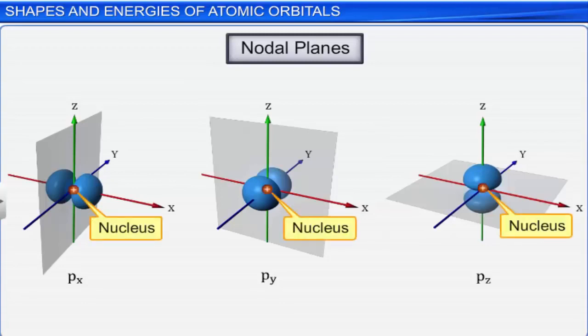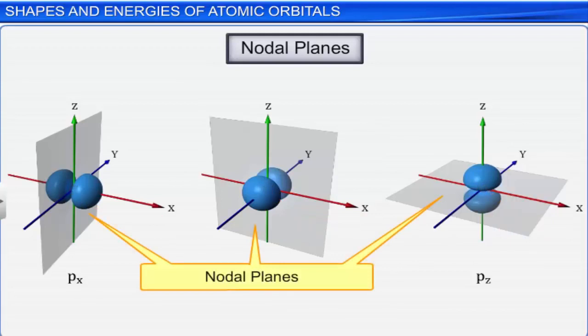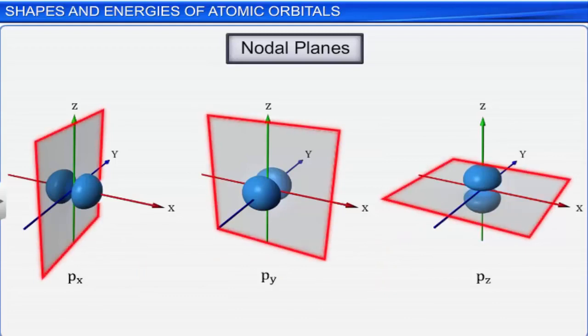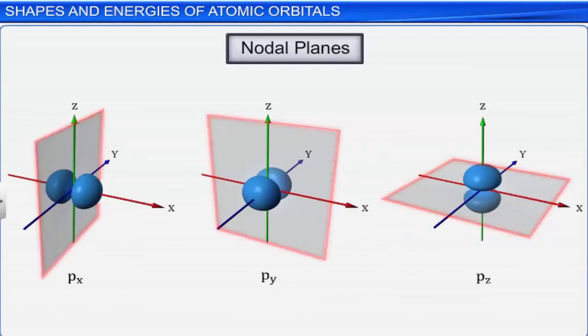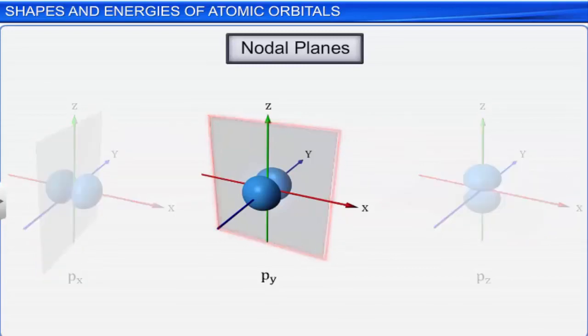The number of nodal planes for a p orbital is 1. That is, the plane which passes through the origin at which the probability of finding an electron is 0 is called a nodal plane. For example, the nodal plane for the py orbital lies along the xz plane. A nodal plane is also called an angular node, and the number of angular nodes for a p orbital is equal to the value of the azimuthal quantum number l.